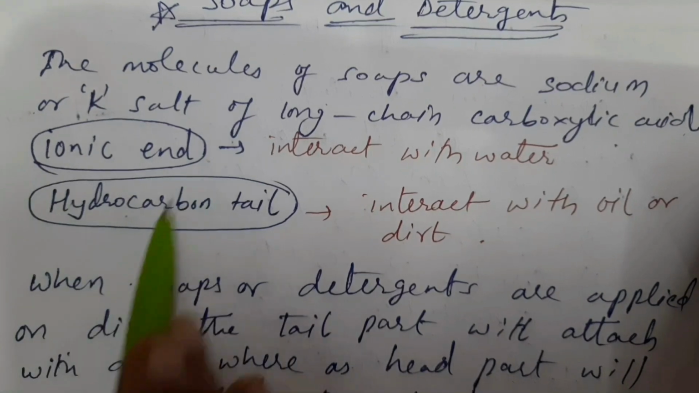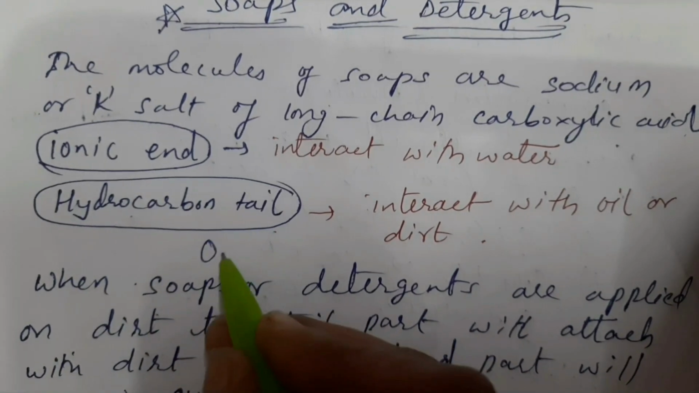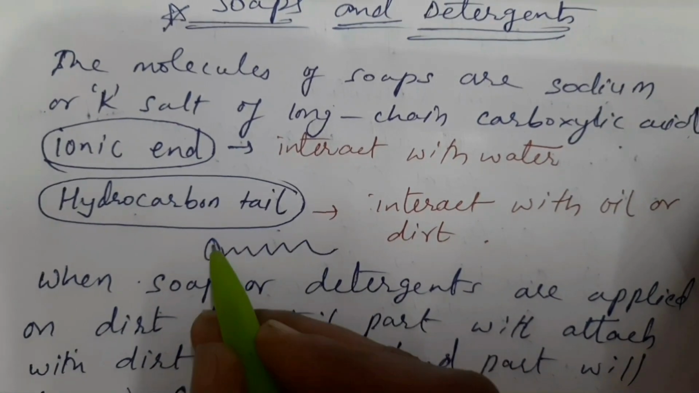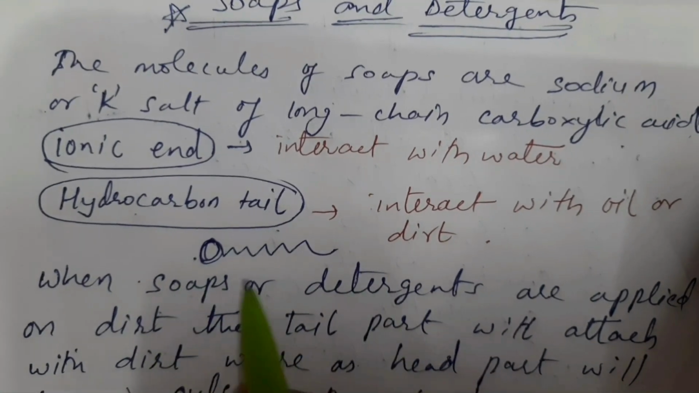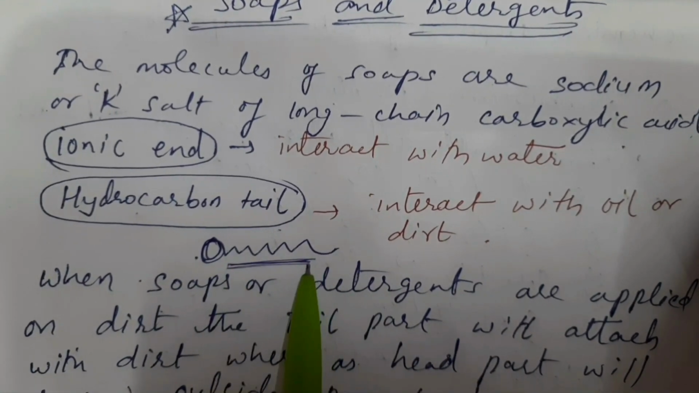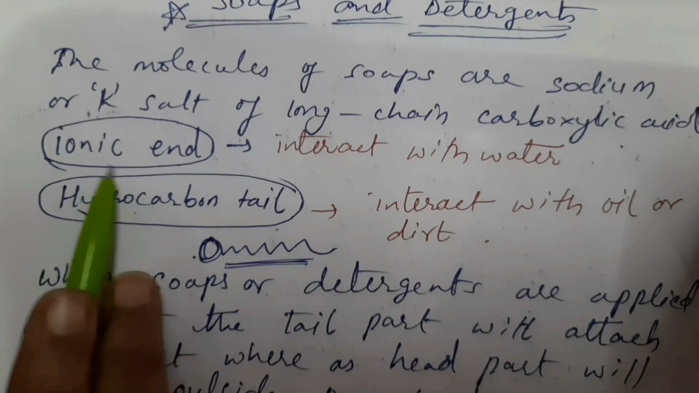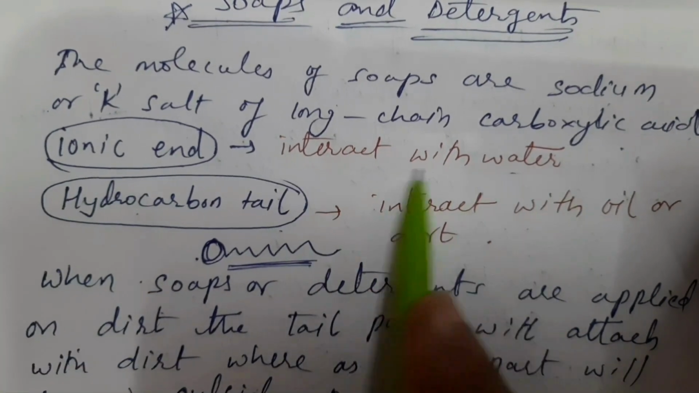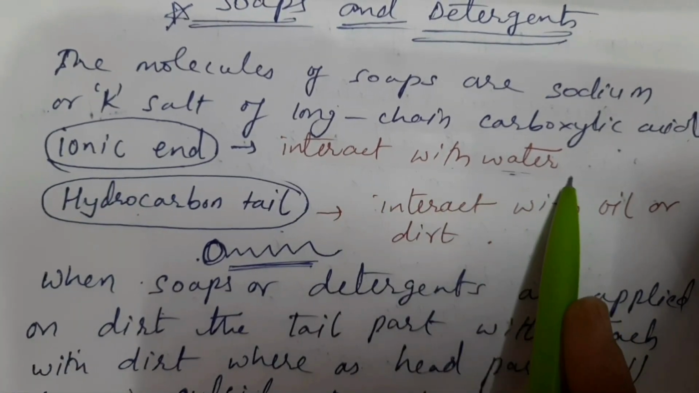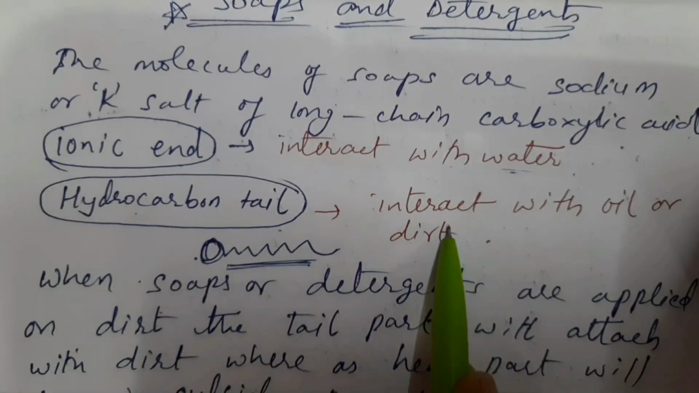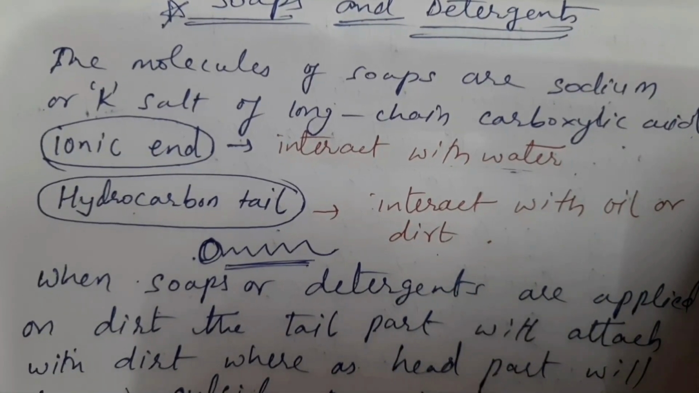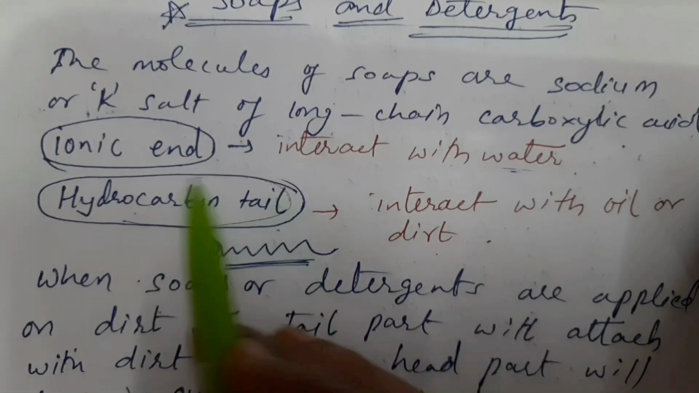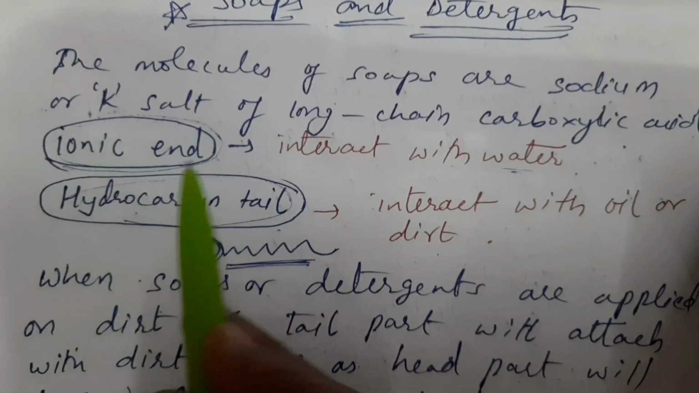So here it has got two parts. One is ionic and the other is hydrocarbon tail. You can see the soap where there is a hydrocarbon tail and an ionic part. The ionic part is made up of sodium or potassium salt, whereas the tail is made up of carbon and hydrogen. The ionic part interacts with water, that is, it is a water lover. The hydrocarbon tail interacts with oil or dirt. We can say that it is hydrophobic in nature. This is the hydrophobic end and this is the hydrophilic end.